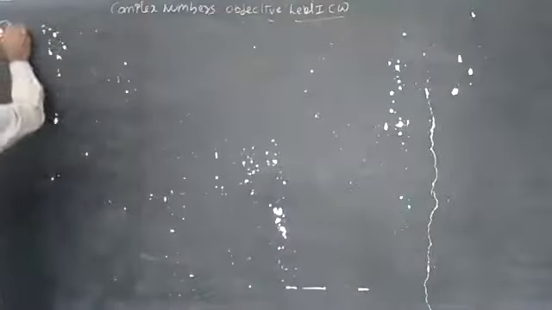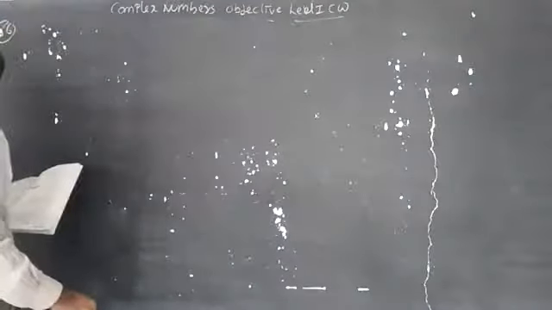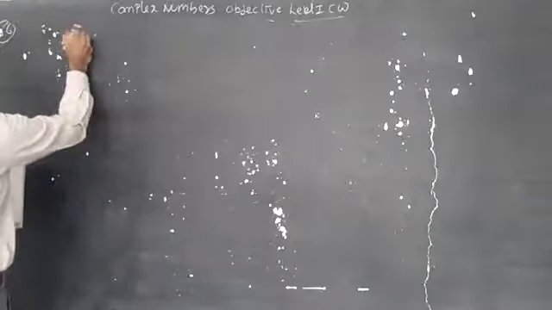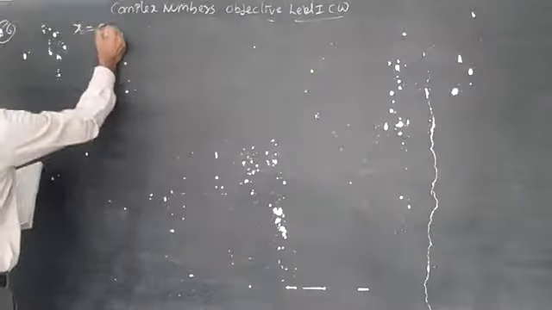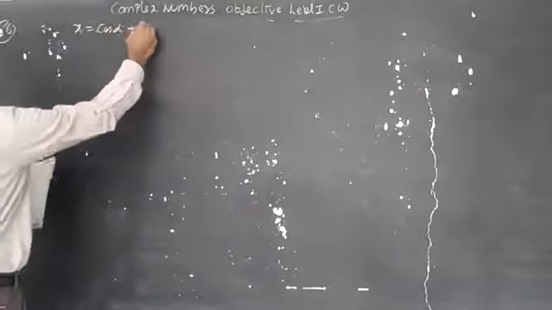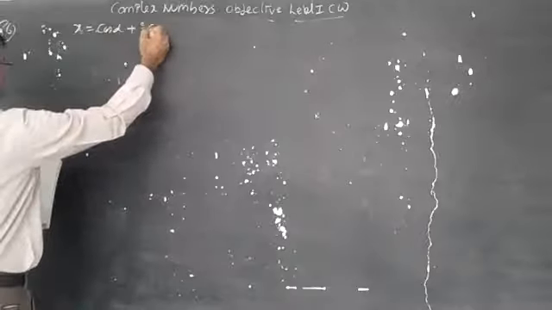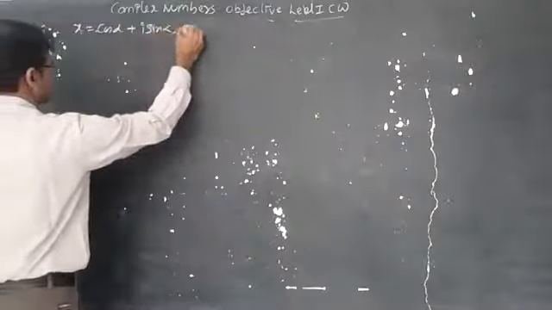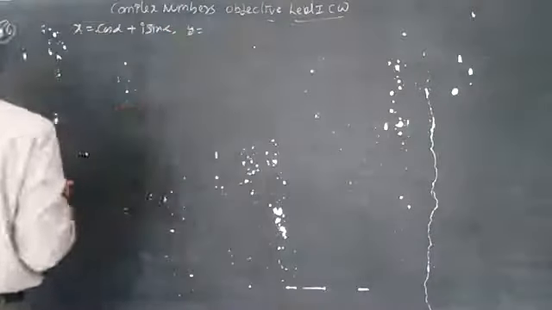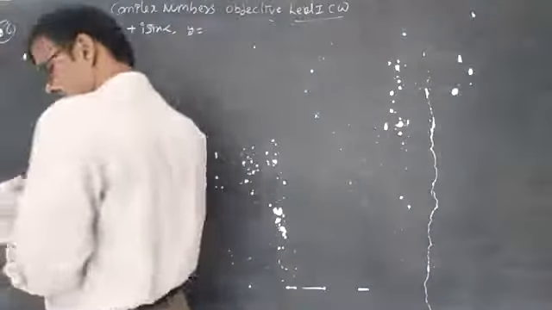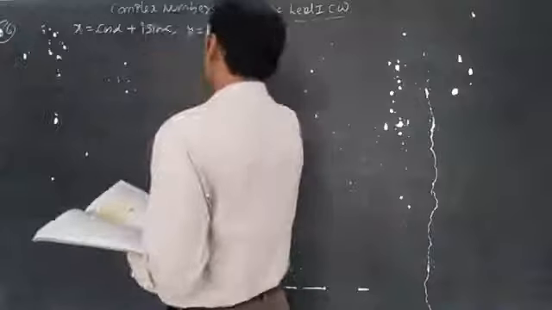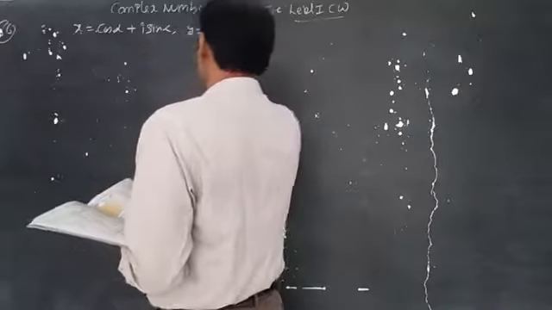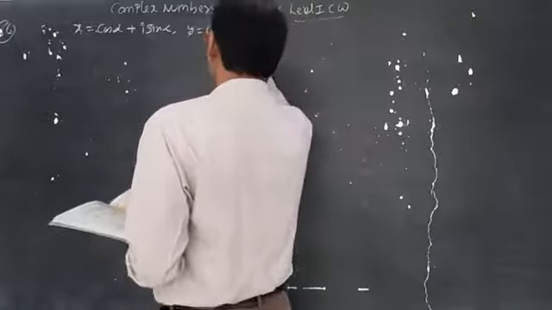Question number 56. x plus 1 by x is equal to 2 cos alpha. Whenever it is given as x plus 1 by x is equal to 2 cos alpha, you can understand that x is equal to cos alpha plus i sin alpha, and y plus 1 by y is equal to 2 cos beta. It means that y is equal to cos beta plus i sin beta.